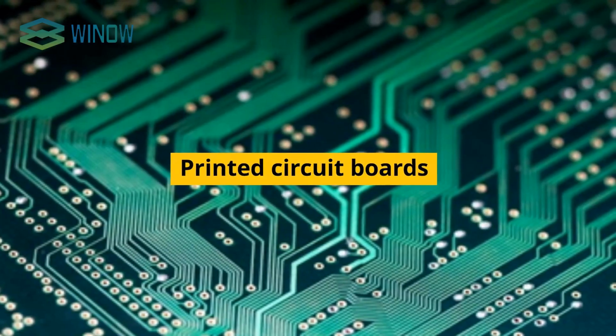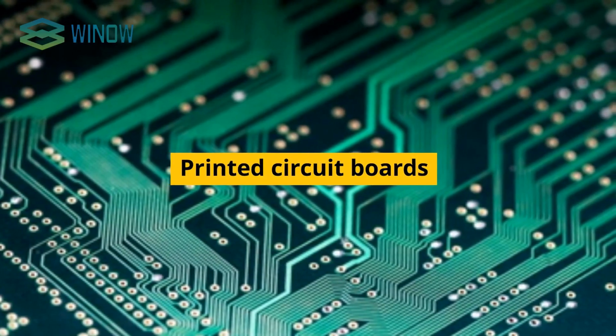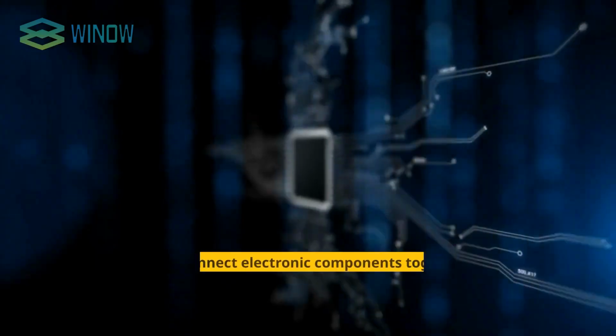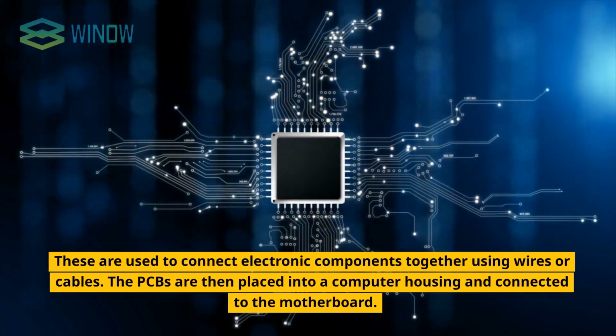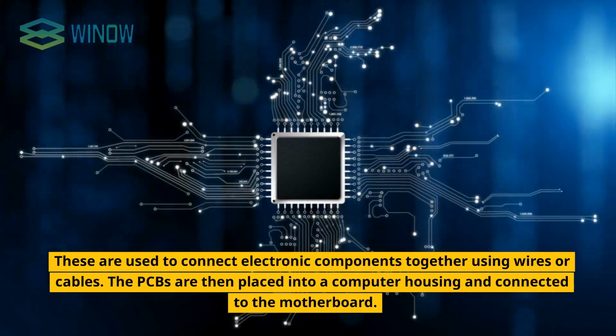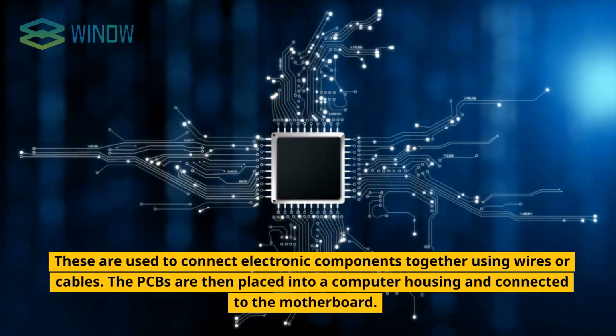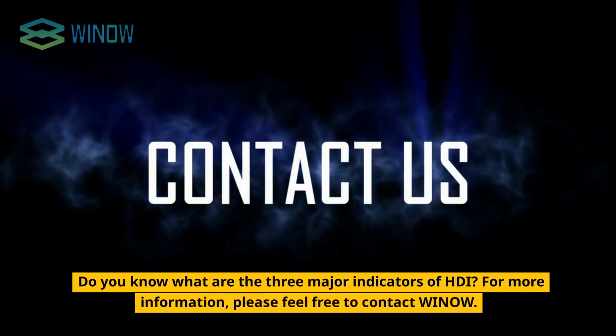Printed circuit boards. These are used to connect electronic components together using wires or cables. The PCBs are then placed into a computer housing and connected to the motherboard. Do you know what are the three major indicators of HDI?